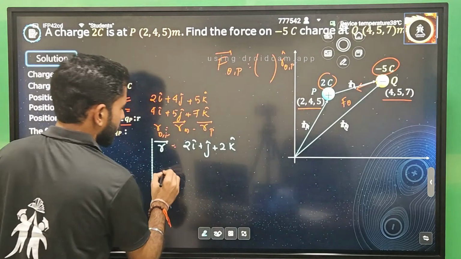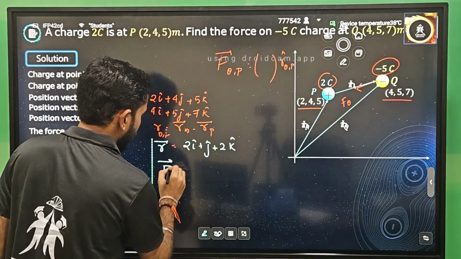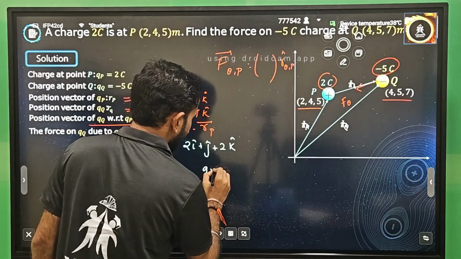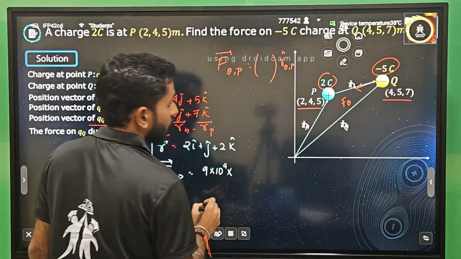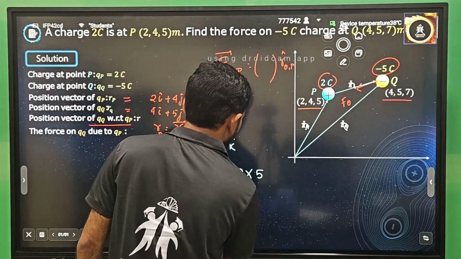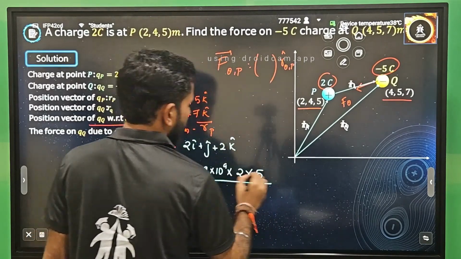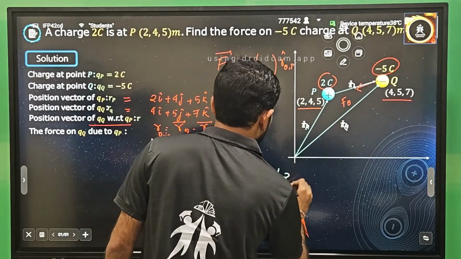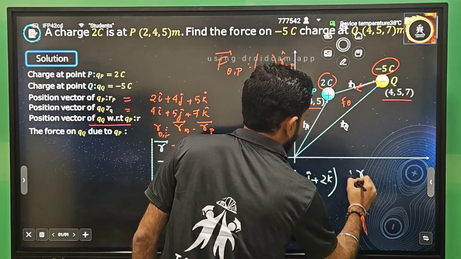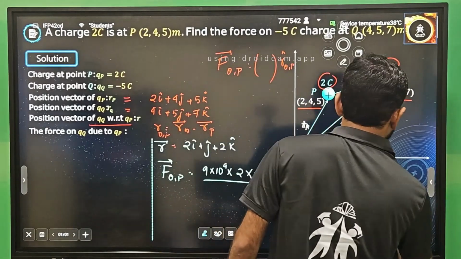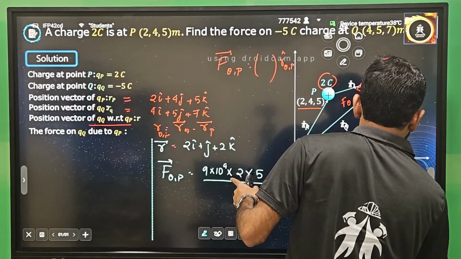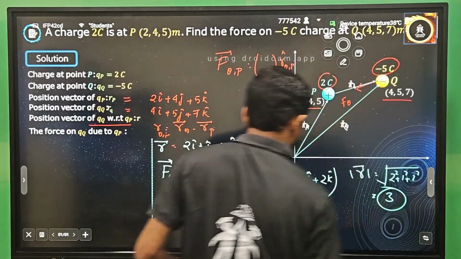Now let's write the net force. Net force can be written as force on Q due to P. It will be written as K, that is also written as 9 into 10 power 9 into Q1, where Q1 is 2 coulomb, into Q2, that is 5 coulomb, divided by the distance between them, or vector. What is the vector? 2i plus j plus 2k. If I ask you the magnitude of the R vector, how will you write? Root under 2 square plus 1 square plus 2 square, that means root under 9, that means finally the value will be 3.